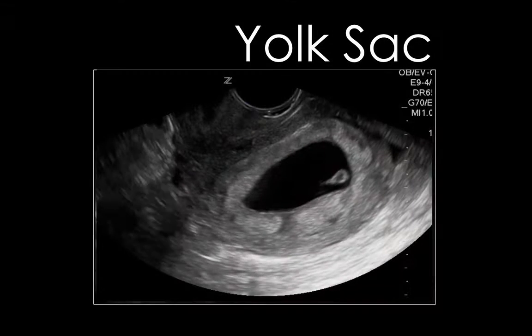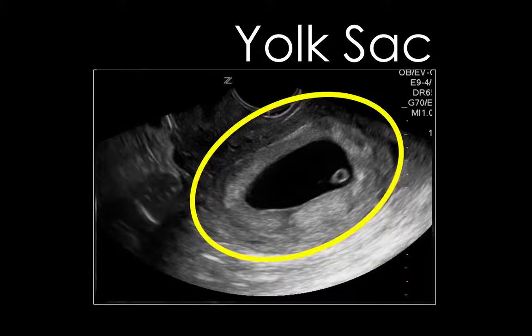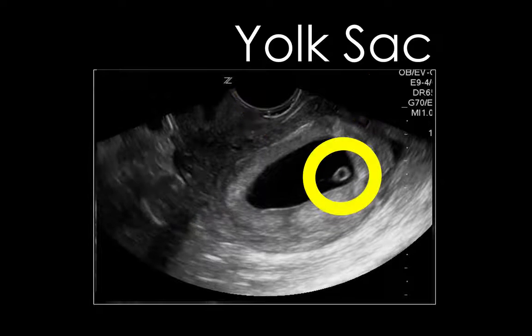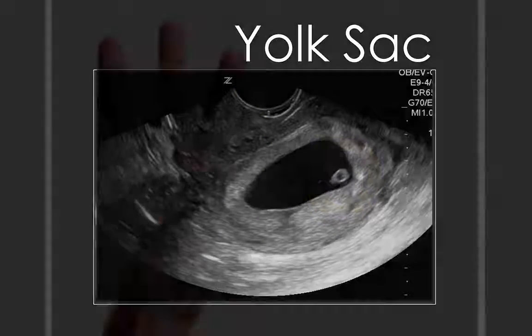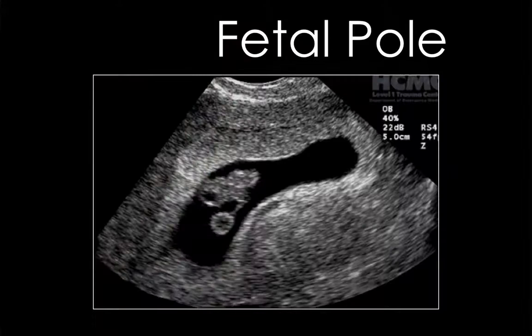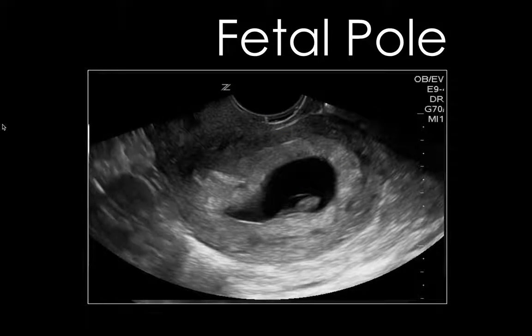This video demonstrates a normal intrauterine pregnancy. The gestational sac is in the uterus, it has a double decidual sac sign, and a yolk sac is clearly seen. The third embryonic structure seen by ultrasound is the fetal pole. In this image, you see an intrauterine gestational sac with a yolk sac and a fetal pole. This video shows a fetal pole in a normal intrauterine pregnancy.